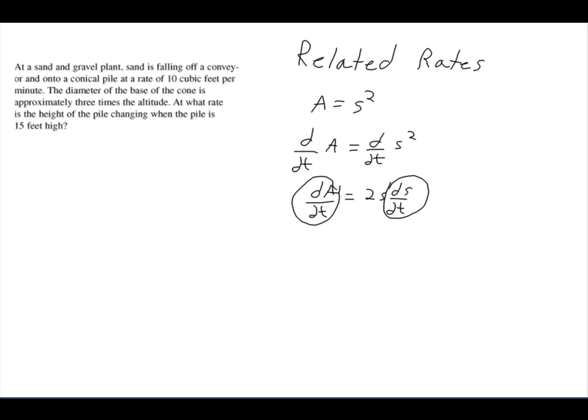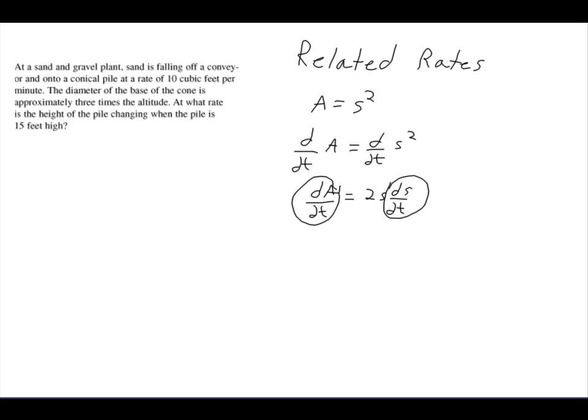So it says that at a sand and gravel plant, sand is falling off of a conveyor into a conical pile at a rate of 10 cubic feet per minute. The diameter of the base of the cone is approximately 3 times the altitude. At what rate is the height of the pile changing when the pile is 15 feet high? So let's take a step back, think about what this is saying.